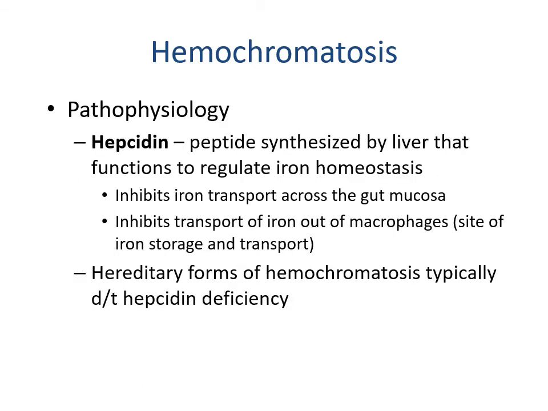So looking at our pathophysiology, hepcidin is the peptide synthesized by the liver that functions to regulate iron homeostasis. It inhibits iron transport across the gut mucosa and inhibits the transport of iron out of the macrophages, which is our site of iron storage and transport. Now, the hereditary forms, again, what is usually causing hemochromatosis, are due to this hepcidin deficiency.